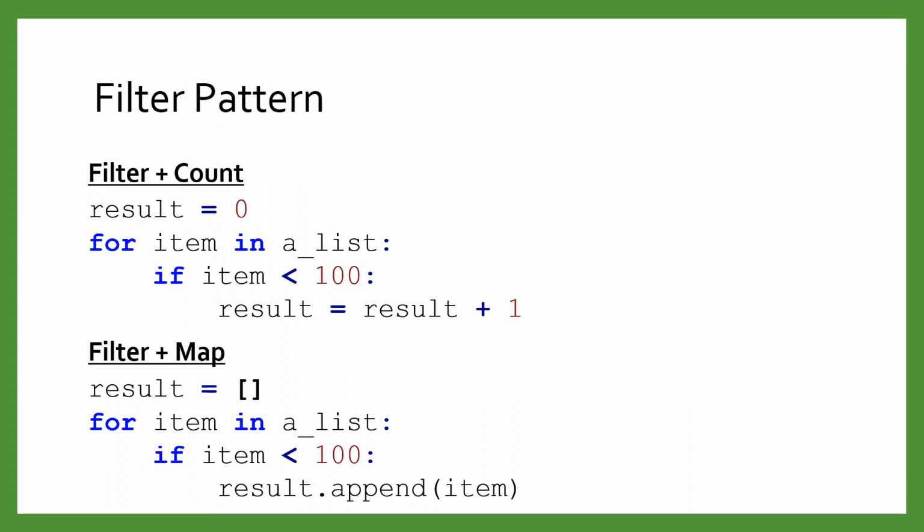We have a list of numbers and want to ignore some of them according to a rule. By embedding an if statement inside the for loop, we can optionally include or not include elements in our accumulation. The filter pattern is very compatible with the other patterns.